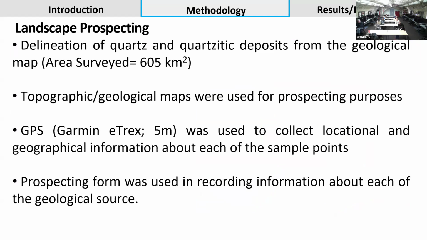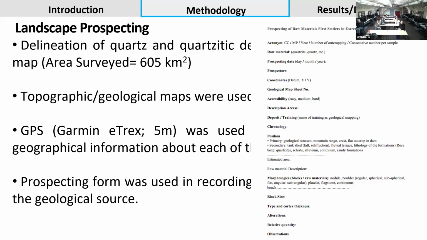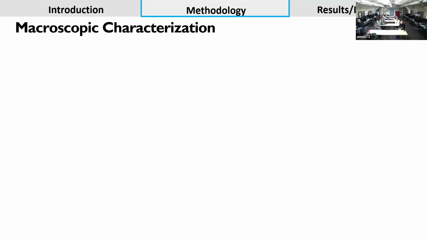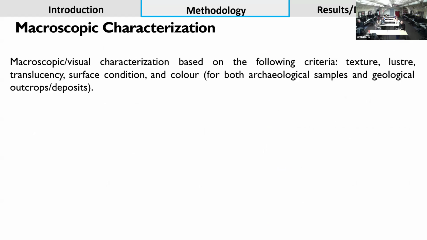After I delineated this geological map to show me just the quartz and the quartzite deposits, I made use of topographic and geological maps for prospecting purposes. Then I used the GPS to get locational data. Then I used the prospecting form that was designed for the purpose of the fieldwork to get this information in the field.